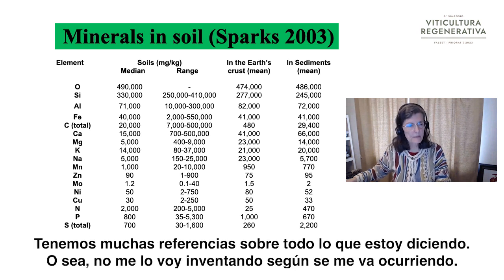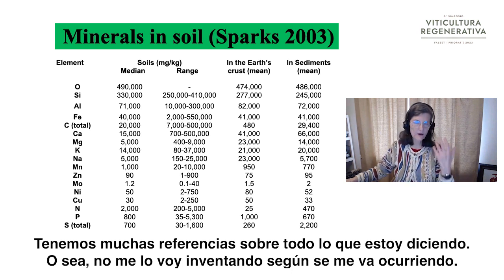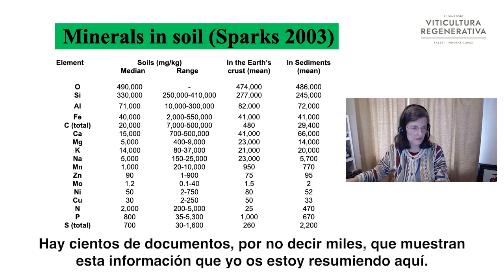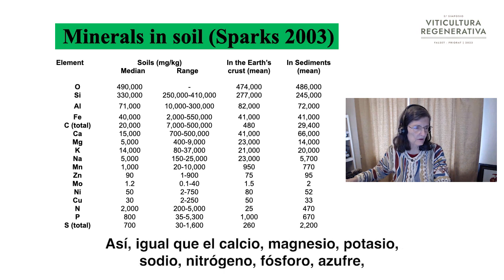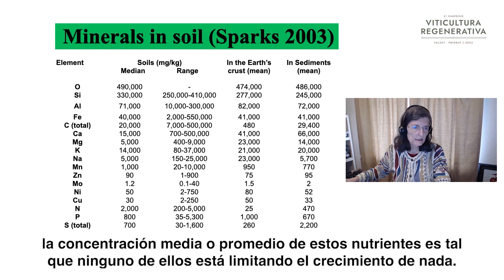We do have many references on everything I'm talking about. So it's not like I'm just inventing this off the top of my head. There are hundreds, if not thousands, of papers showing this kind of information that I'm summarizing for you, putting it together for you. So when you look at the minerals that your plant needs to have, here are the elements we're looking at: calcium, magnesium, potassium, sodium, nitrogen, phosphorus, sulfur.